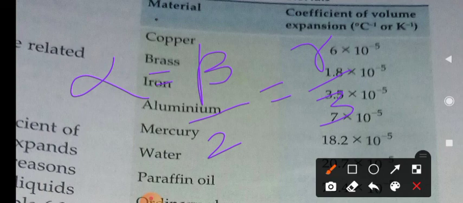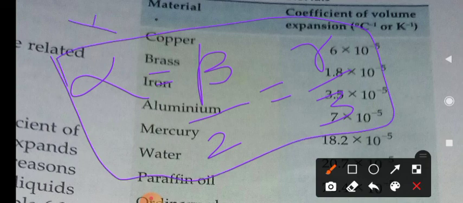Alpha is equal to beta by 2. Alpha is also equal to gamma by 3. Similarly, beta by 2 equals alpha, beta by 2 equals gamma by 3, and gamma by 3 equals alpha, gamma by 3 equals beta by 2. Do you understand this relation? This relation you must remember. This is a very important one. Alpha is equal to beta by 2, which is equal to gamma by 3.